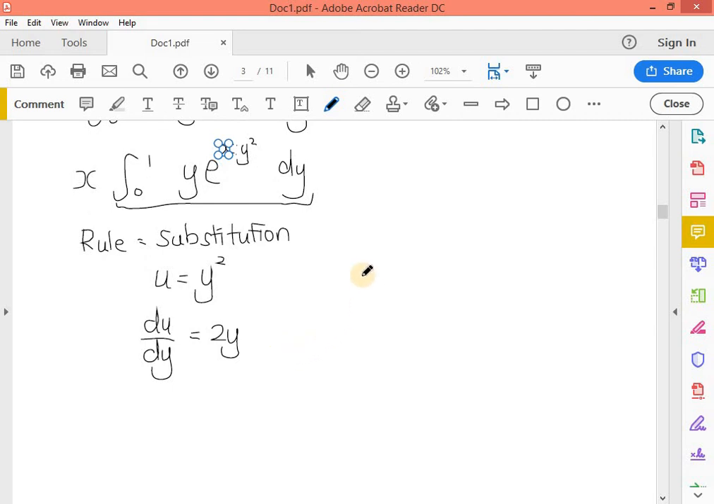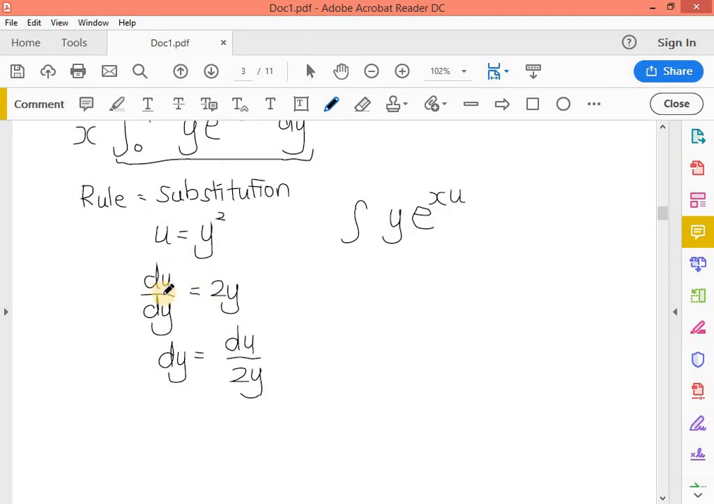Am I right? Okay, so when I look back into my integral, I rewrite it: exponential, here is x, right? Y squared, I replace it with u. And here I have another dy. Am I right? So this dy, you have to replace it with du over 2y. Can you see it? This dy I move up and this 2y I move down. So it becomes like this.